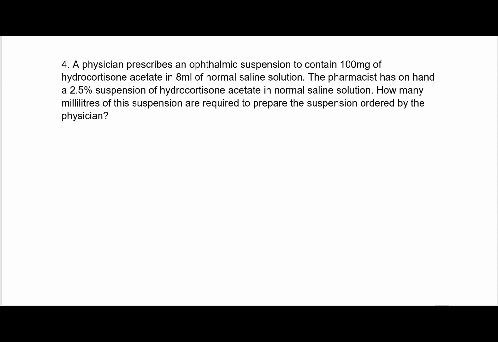Physician prescribes an ophthalmic suspension to contain 100 milligrams in 8 mils. So I need to make 8 mils containing 100 milligrams. The pharmacist has 2.5% suspension. Okay, so I need to make 8 milliliters of 100 milligrams, and I have 2.5% suspension. How many milliliters of this suspension would I need to make the required order?